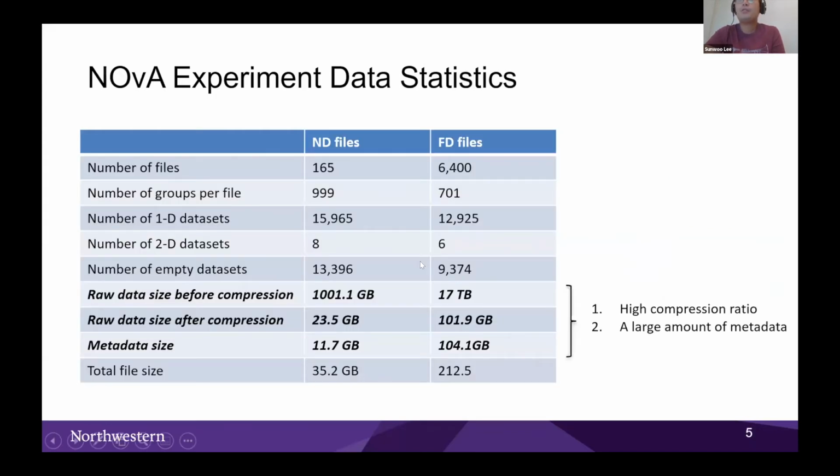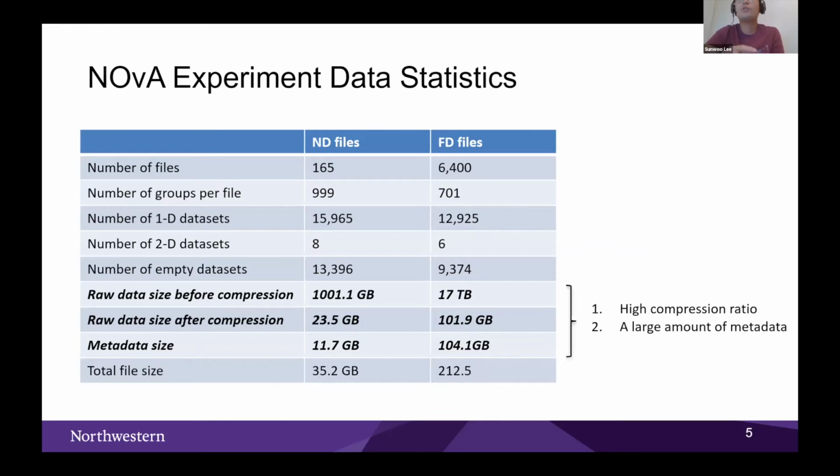Here are the statistics. We have two different sets of files, near detector files and far detector files. The near detector data set has 165 files. Far detector files number 6,400. Each file has a large number of groups and data sets as shown here. We have two types of data sets, 1D data sets and 2D data sets.